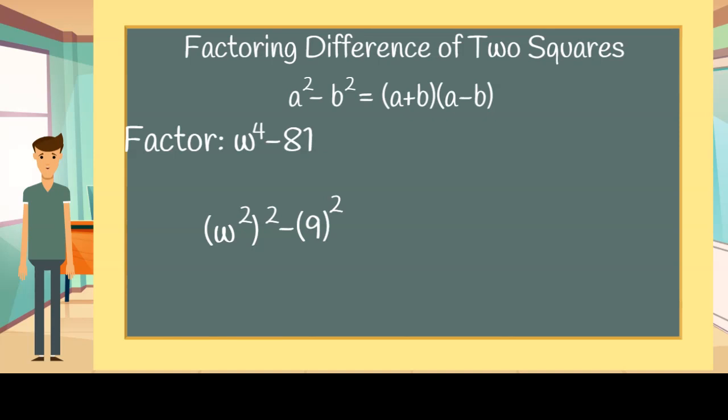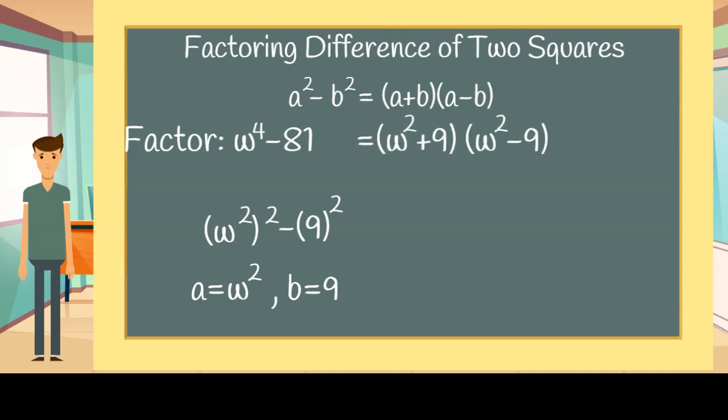Using the pattern or formula, a equals w squared, and b equals 9. Then we can write w raised to 4 minus 81 as w squared plus 9, times w squared minus 9.